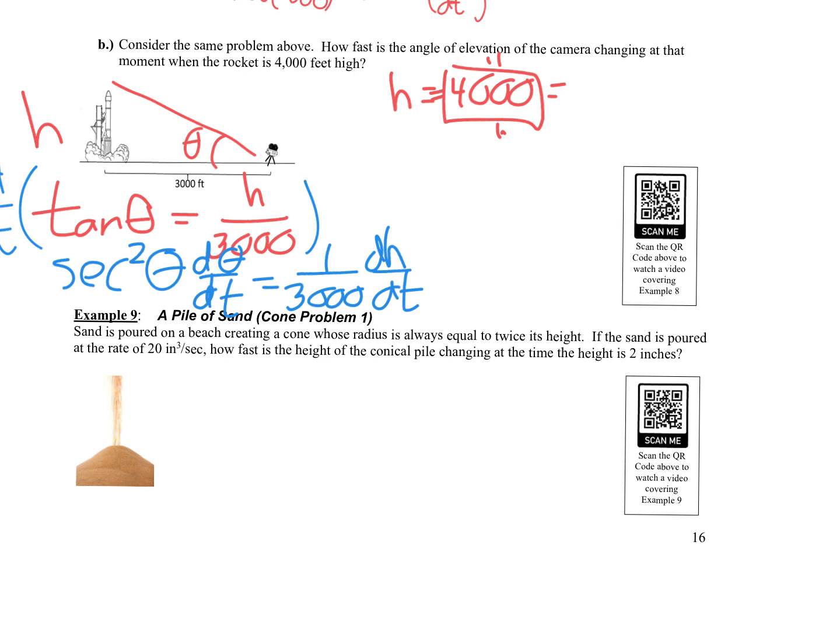We said tangent of theta was h over 3,000. So what would secant of theta be? Secant is what over what? See, secant is 1 over cosine, right? And cosine is adjacent over hypotenuse. Cosine is adjacent over hypotenuse. So secant is hypotenuse over adjacent. Will that help us? We've got adjacent. We have hypotenuse.